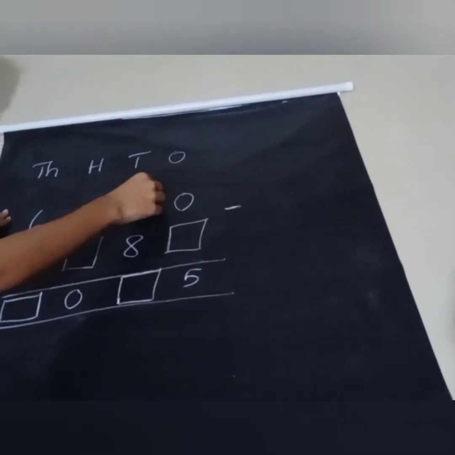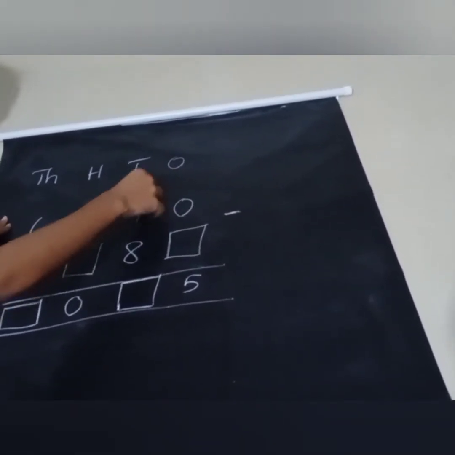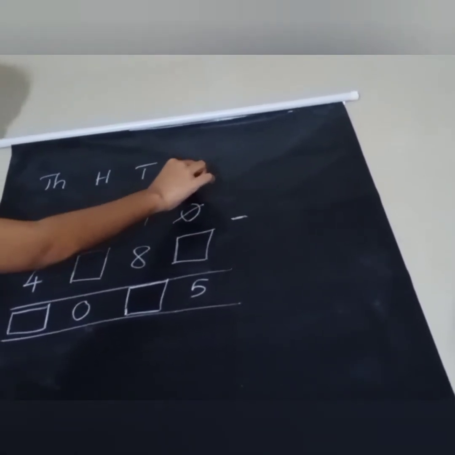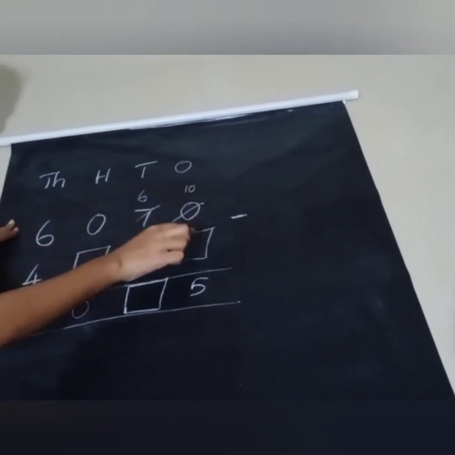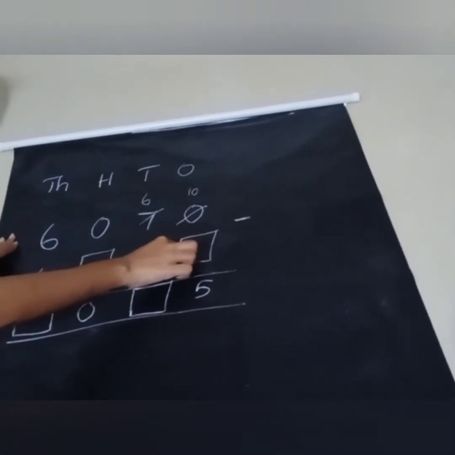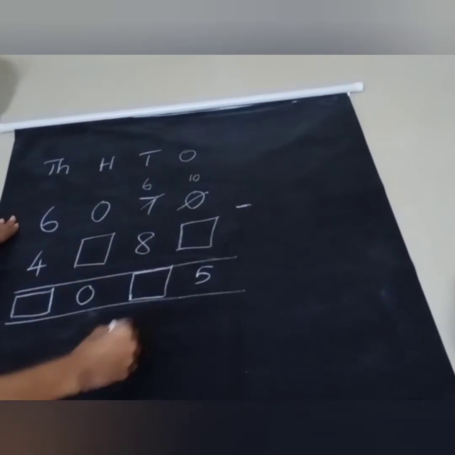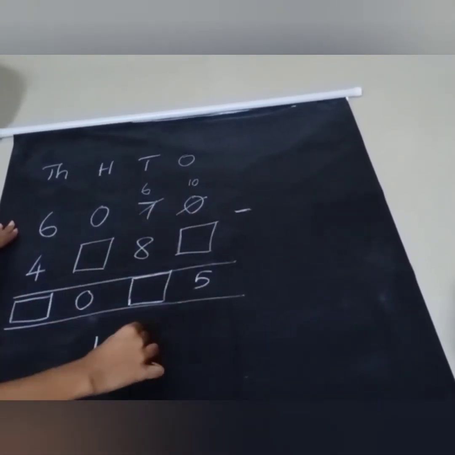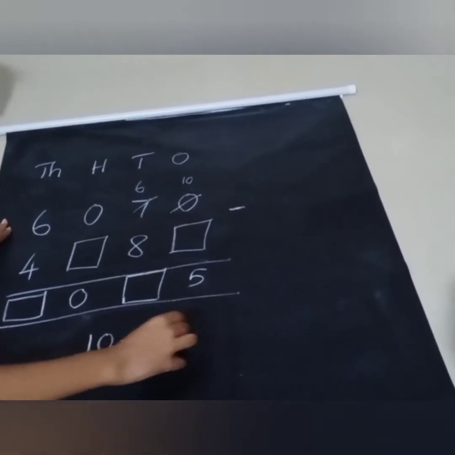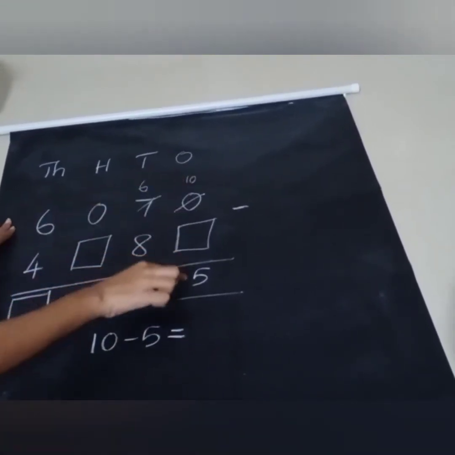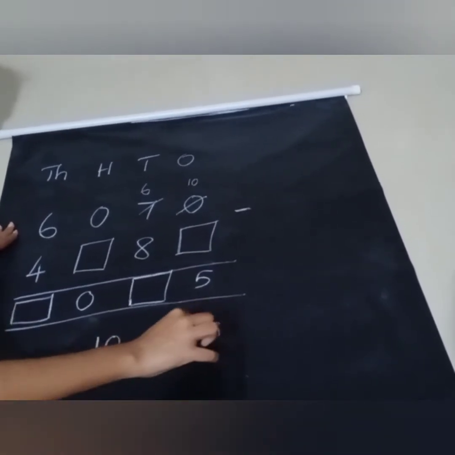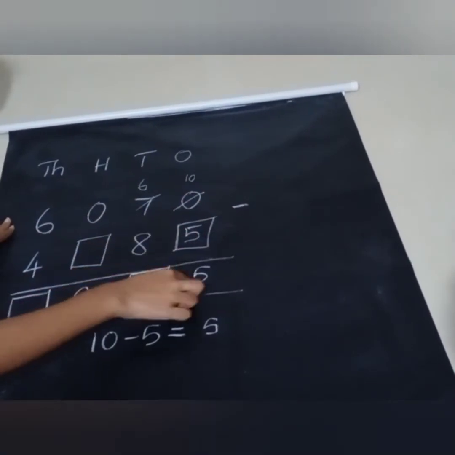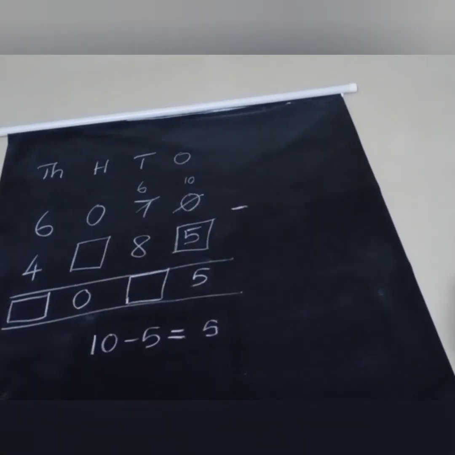You have to take a borrow. So let's do that. You have to take a borrow from the tens place. So 7 will convert to 6, 0 will convert to 10. Now you can subtract, but there is no digit at the bottom. So what are you going to do? You just subtract the answer part from 10. 10 minus 5 equal to 5. So just mention that 5 in that empty space.